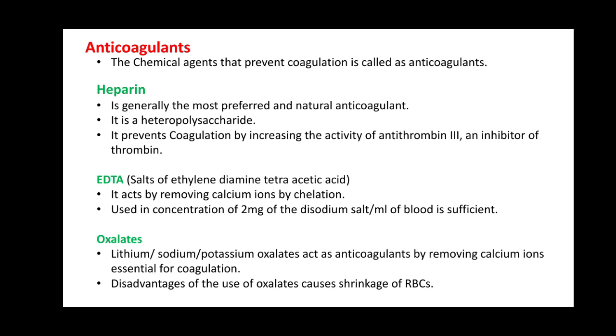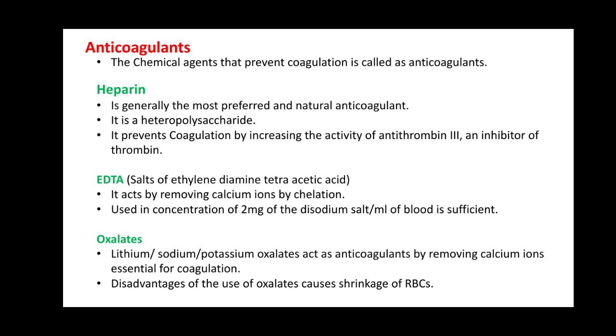Next we'll see the anticoagulants. These are the chemical agents which prevent coagulation, so they're called anticoagulants. Serum or plasma separation requires the use of anticoagulants. As they are chemical agents, they can prevent coagulation of blood. They are required in varying amounts and act by different mechanisms.